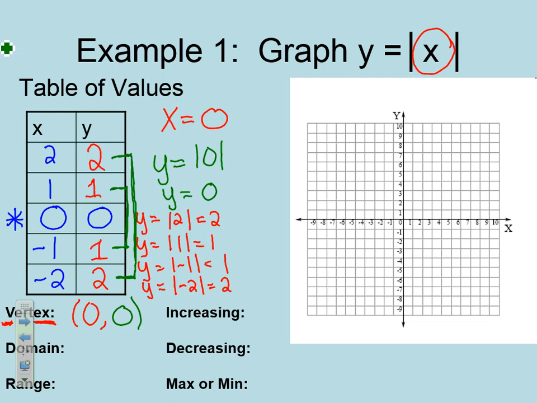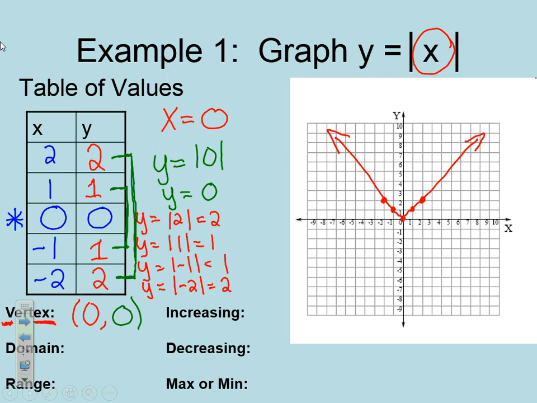Once we have our table filled out, now we can graph it. So we're going to start here, (2, 2), and then we have (1, 1), (0, 0), (-1, 1), (-2, 2). It should be a V. Arrows on both sides because it's going on forever. That's very important when we're talking about domain and range coming up here.